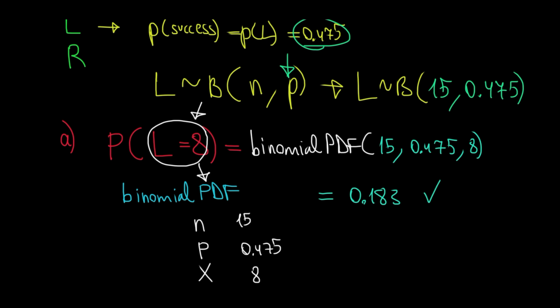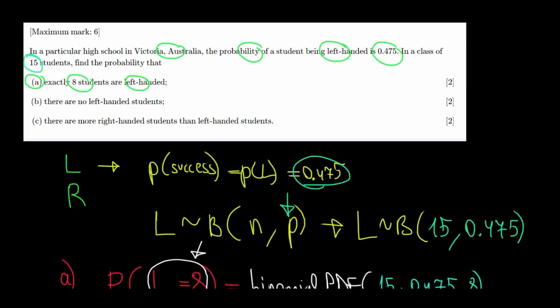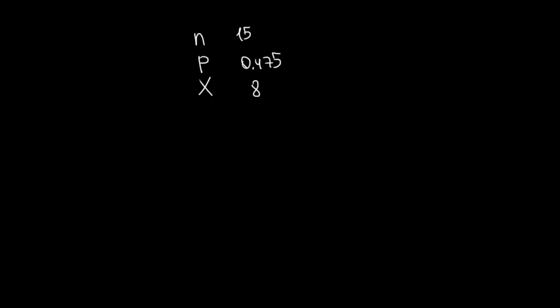Let's follow the same process by approaching question B. At question B, we have to calculate the probability that there are no left-handed students. Well, I'm going to scroll down and I'm going to do the exact same thing.